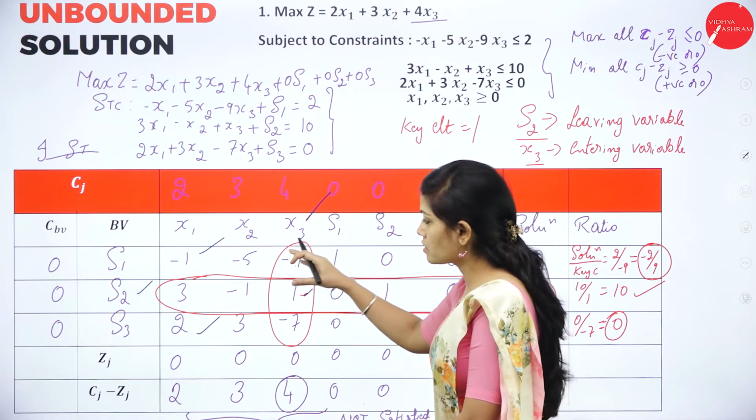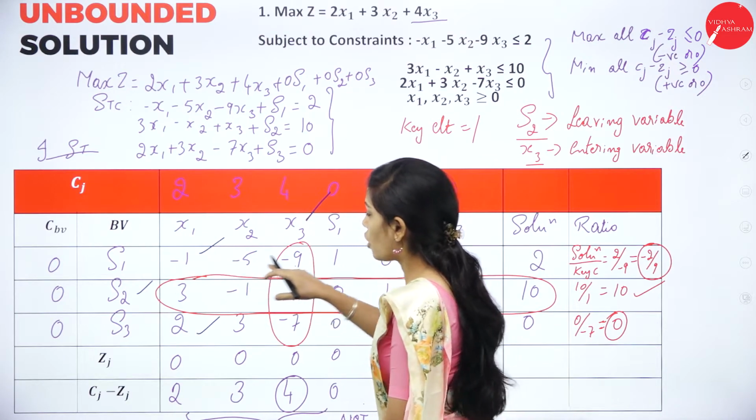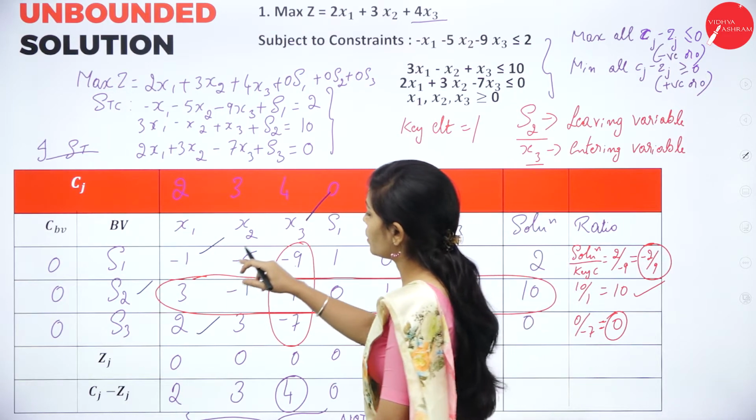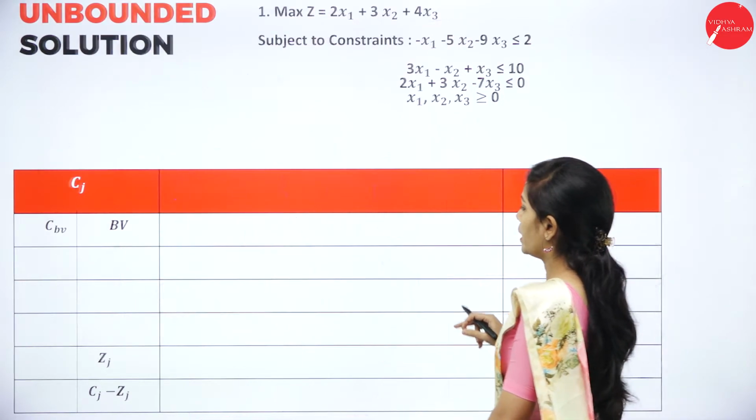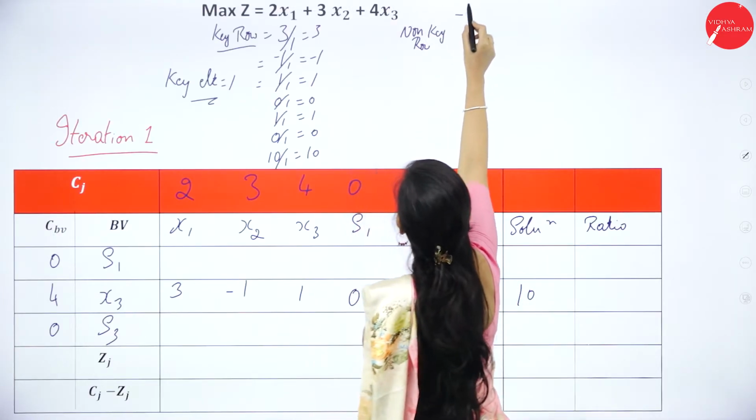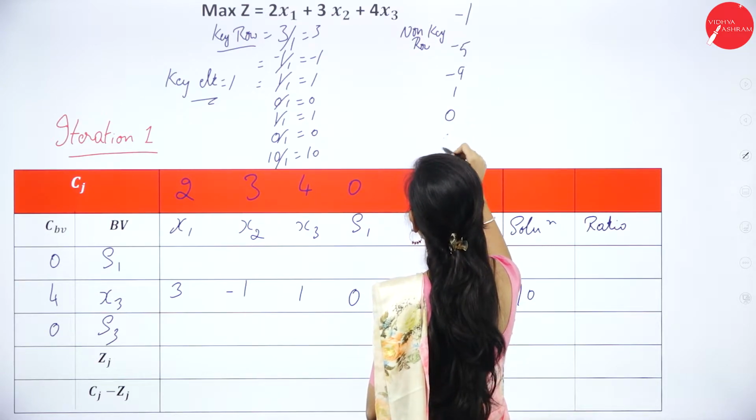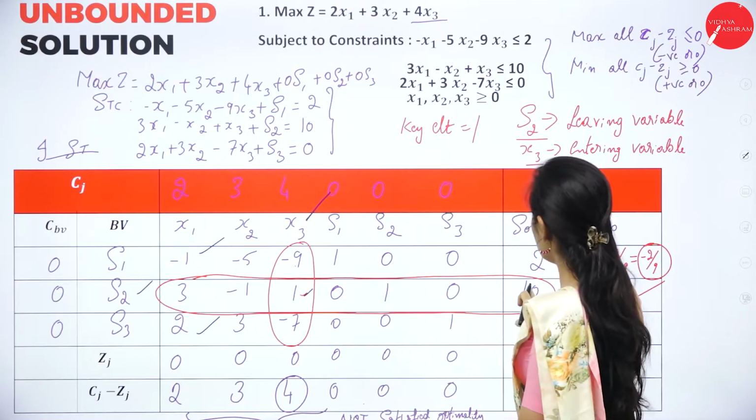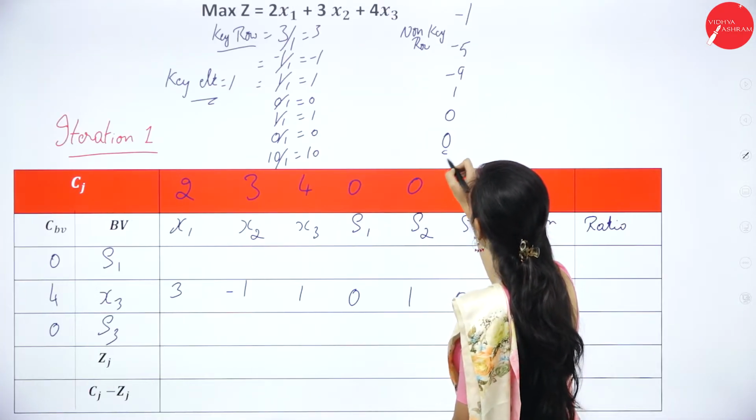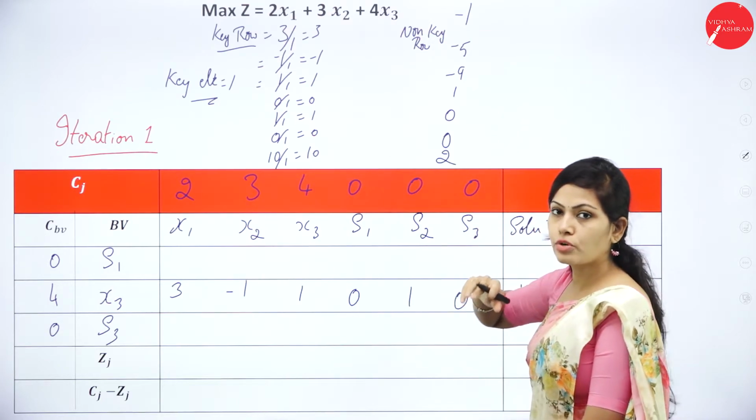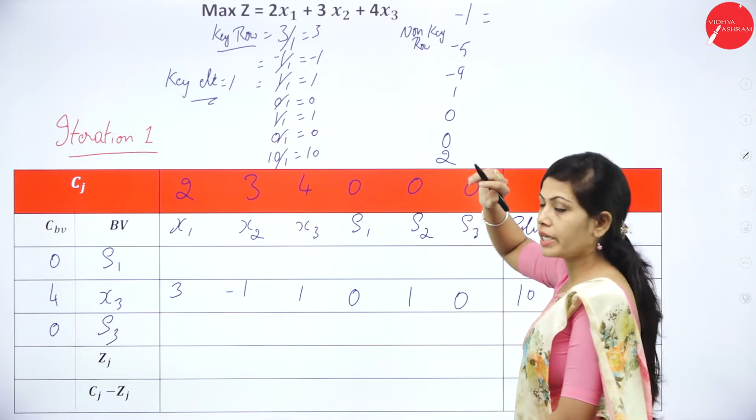Using these non-key rows we can find the new values. List all the non-key rows: minus 1, minus 5, minus 9, 1, 0, 0, 2, and minus 1, minus 5, minus 9, 1, 0, 0 and 10. Using these non-key rows, we can find the new value. What is the formula for finding the non-key rows?